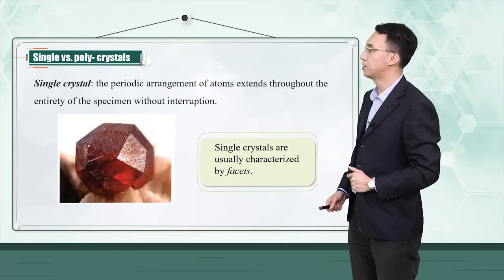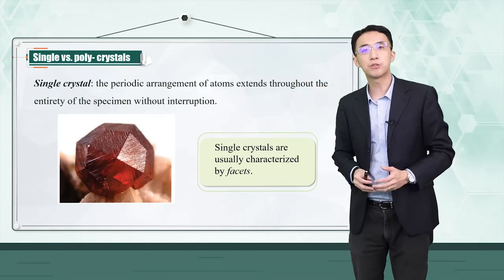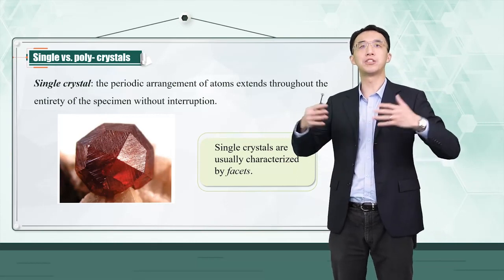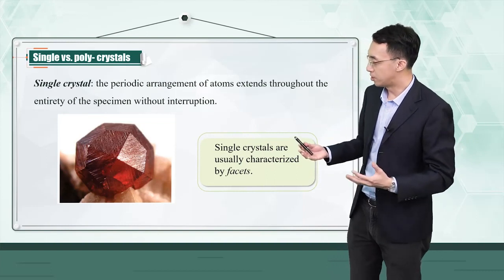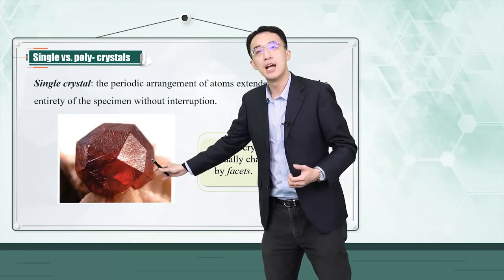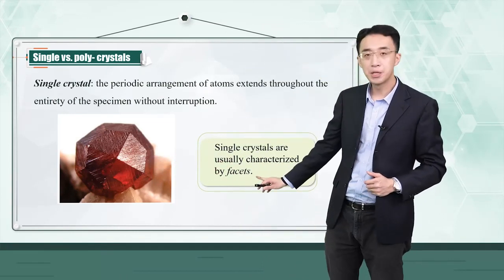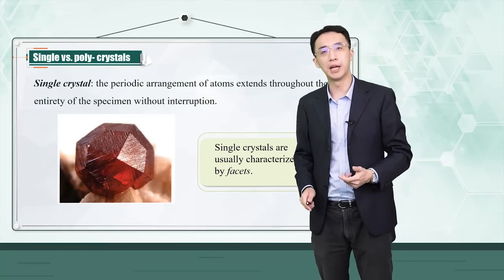So another important concept is single crystals versus polycrystals. For single crystal, the periodic arrangement of atoms extends throughout the entire volume of the specimen without interruption. So essentially here you see a single crystal of some gems, and the single crystal is usually characterized by small facets on its surface, which correspond to certain crystallographic planes.